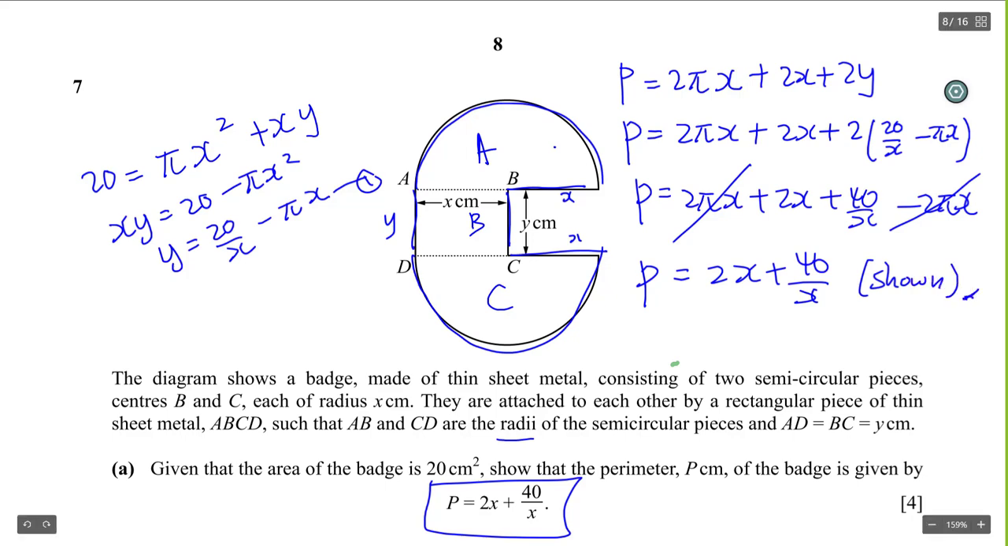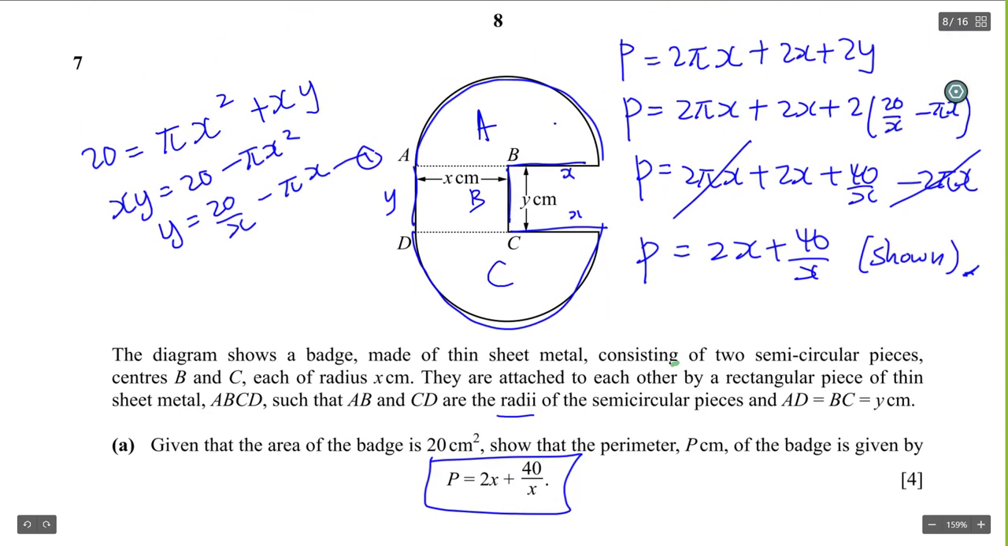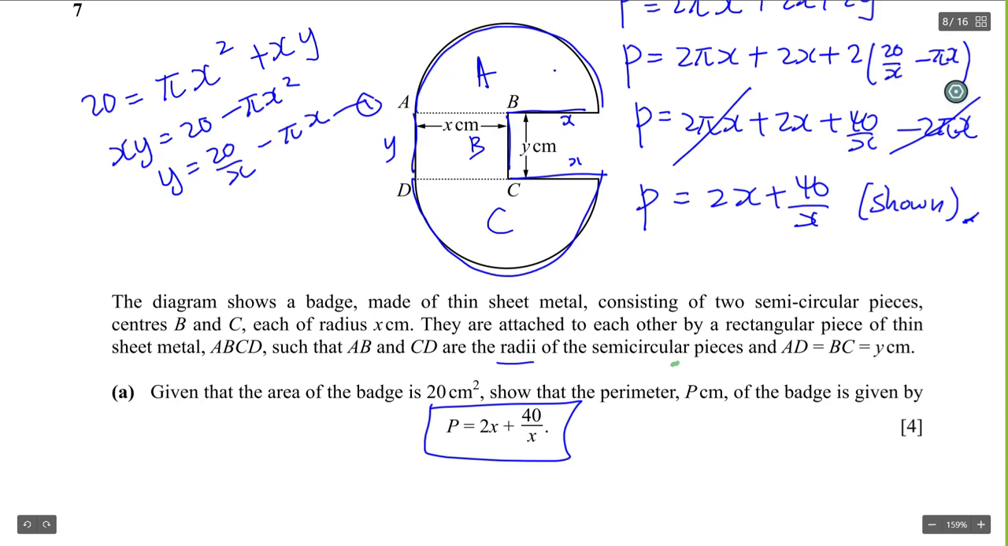Okay, so it's not really hard. You just need to be able to see that you can join together both semicircles. It's going to save you some time, or else you need to do it separately.